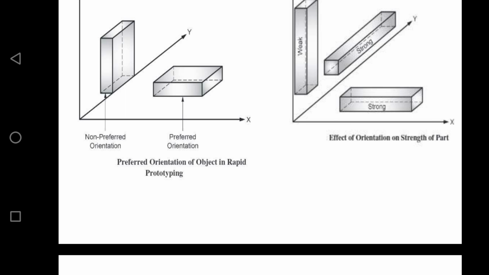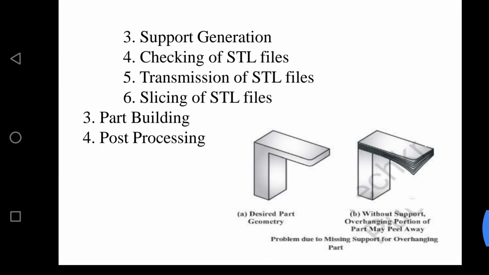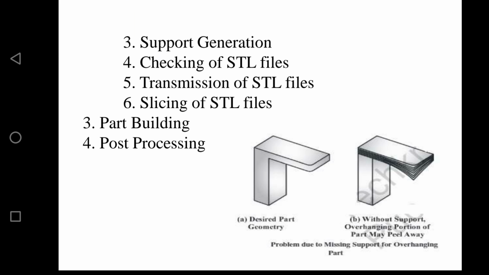Next is the support generation. We need to generate the support. In a rapid prototyping system, the software allows the automatic creation and editing of support for all the overhang regions based on the default support parameters.